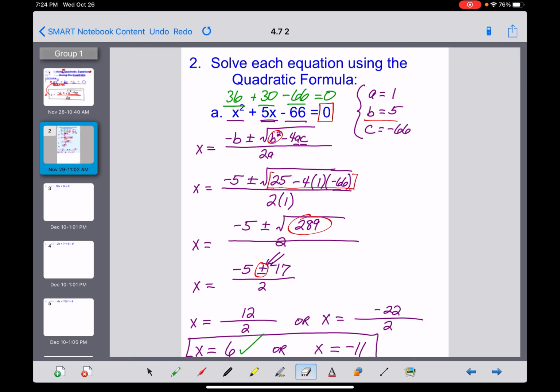Going to be a little bit harder now to plug in a negative 11. Let's see if we can do it, guys. Negative 11 squared is a positive 121. And then plus 5 times a negative 11 would be minus 55.